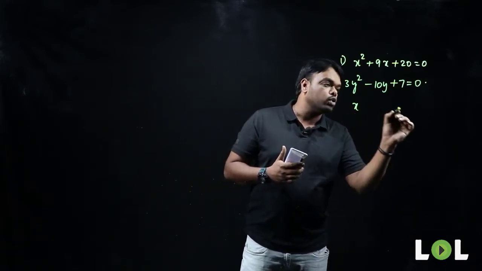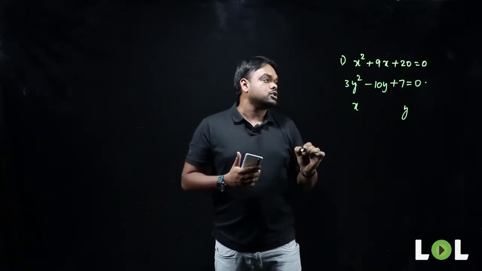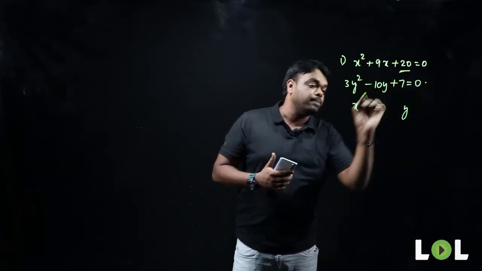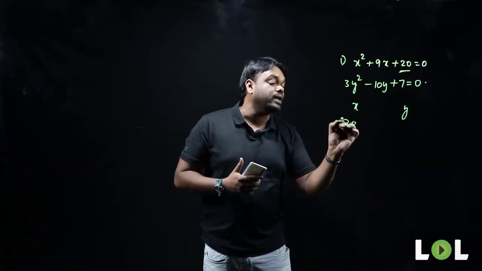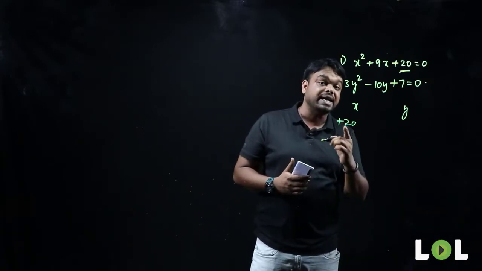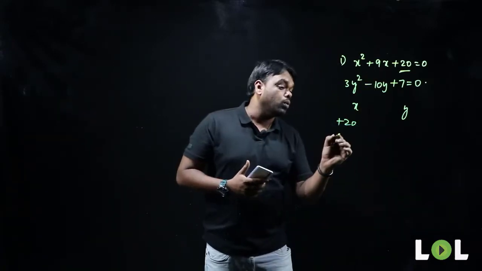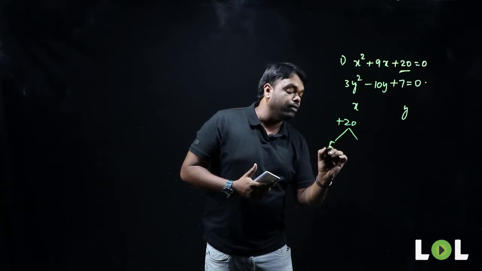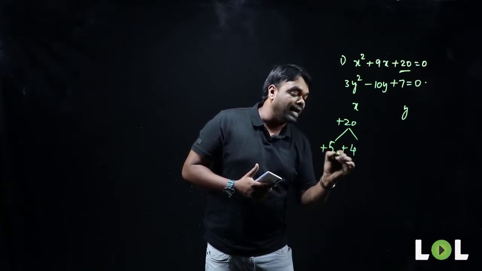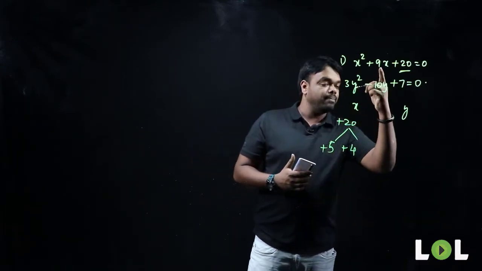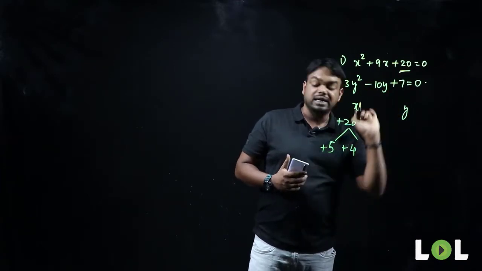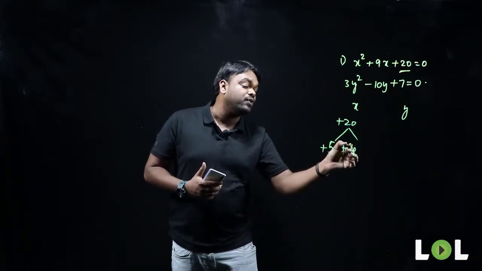We all know how to solve quadratic equations. So the first one is in terms of x, right? Look at the constant, 20. The product of 2 numbers is 20 and their sum is 9. So directly 5 into 4, 4 plus 5 is 9, and 4 into 5 is 20, perfect. So you have plus 5 and plus 4.